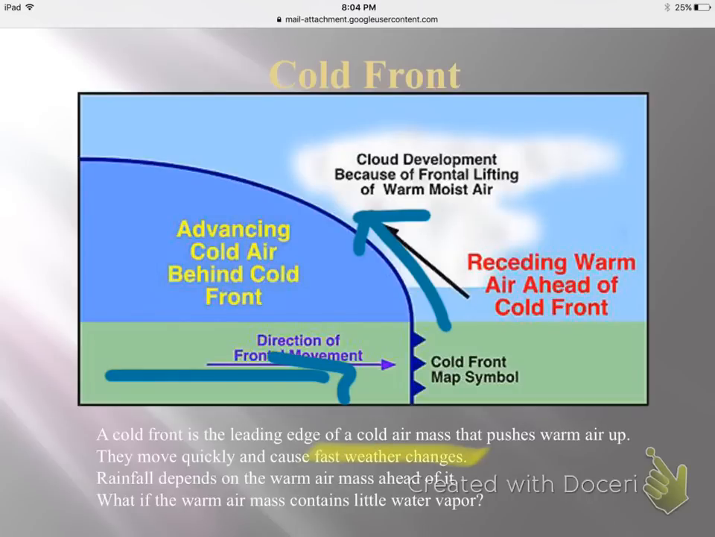Okay, the amount of rainfall, or if rainfall occurs at a cold front, depends on the warm air mass ahead of it and the water vapor that's in that front. If the warm air mass above it has very little water vapor, it's not going to create a bunch of precipitation. However, if the warm air mass was holding a lot of water vapor, then yes, you will see rain with a cold front.